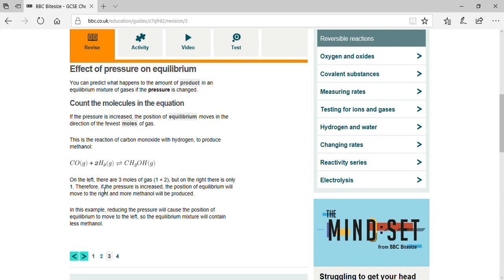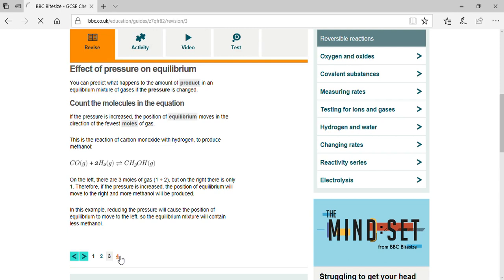So in the first condition, if pressure increases, the position of equilibrium will move to the right-hand side, and more methanol will be produced. Simply, if pressure is increasing, then you will get more product. If pressure is less, then you will get less product. Reducing the pressure will cause the position of equilibrium to move to the left, so that a lesser amount of methanol will be there. Do you understand it?